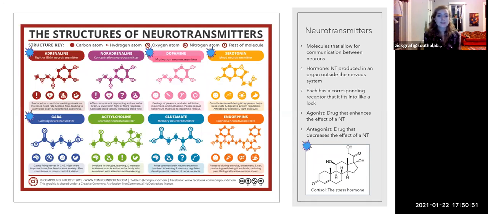An antagonist is any drug that works to decrease or block the effect of a neurotransmitter. Trying to think of a good example of an antagonist. Well, as we'll talk about in the psychosis lecture, antipsychotics are antagonists of certain types of dopamine receptors. So they help basically to kind of quiet down the excitatory actions that dopamine has in some brain regions that can lead to psychotic symptoms.